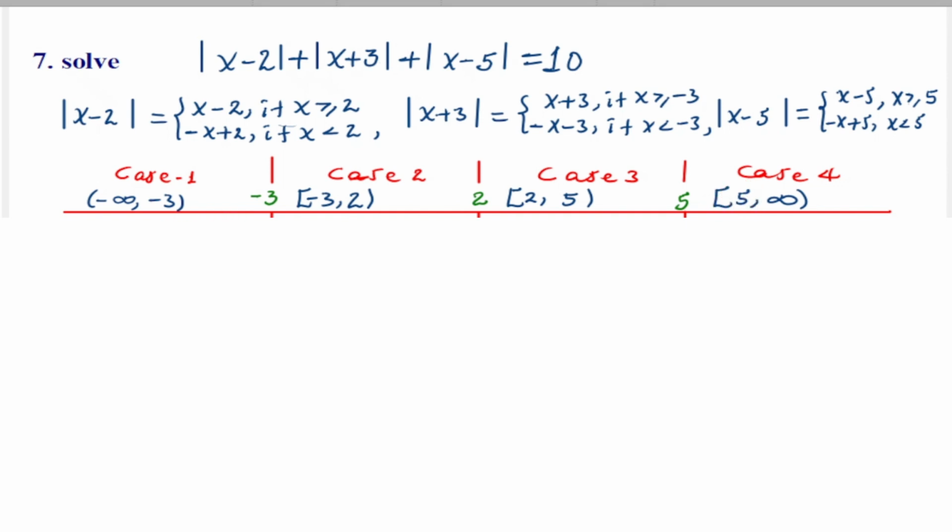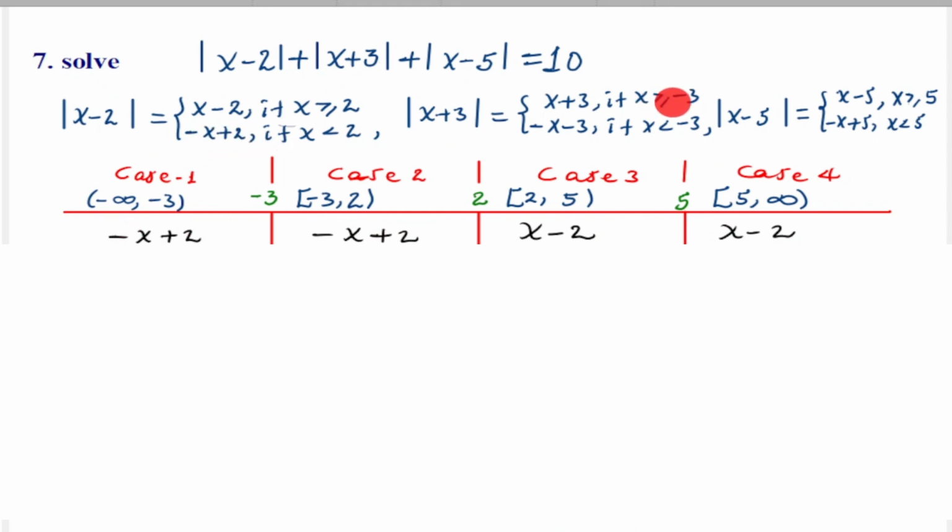Now let's write the output of the absolute value when x is greater than or equal to 2 for both these 2 cases. X is greater than or equal to 2, so we write x minus 2 here, x minus 2, x minus 2. For both these 2 cases, x is less than 2, so we write minus x plus 2.